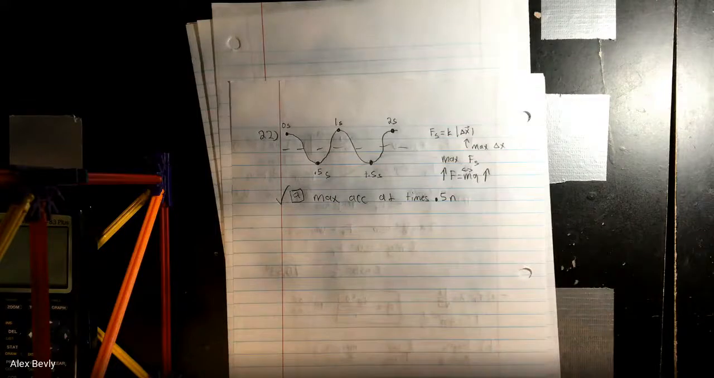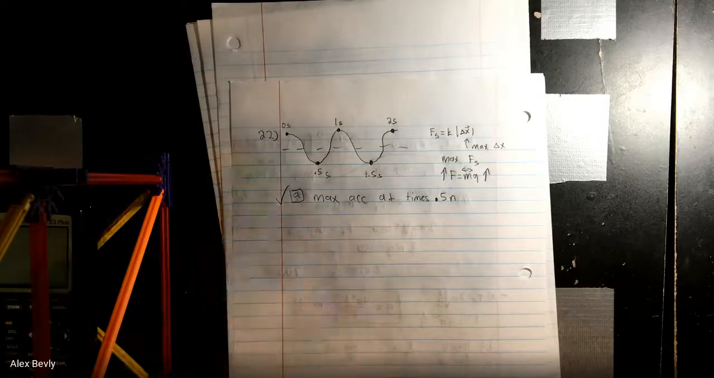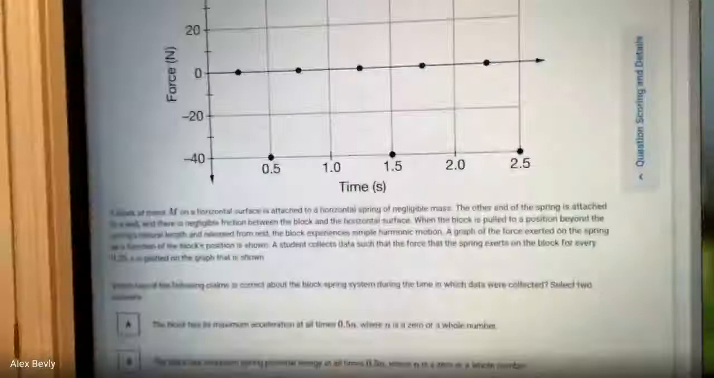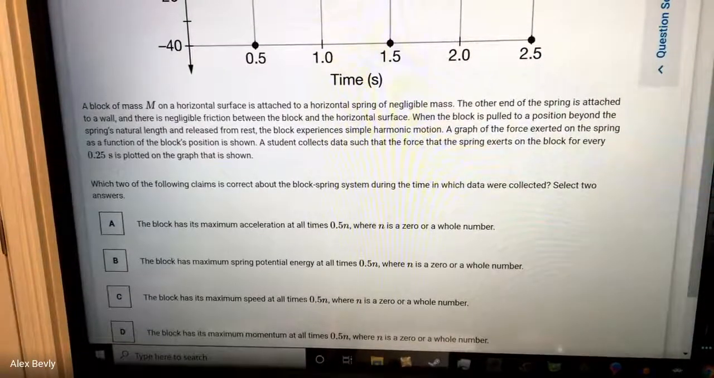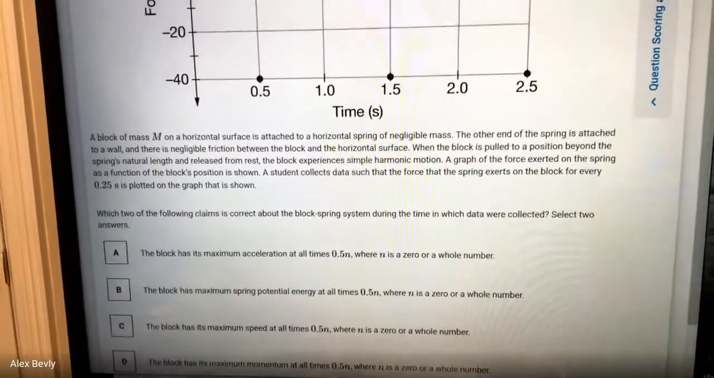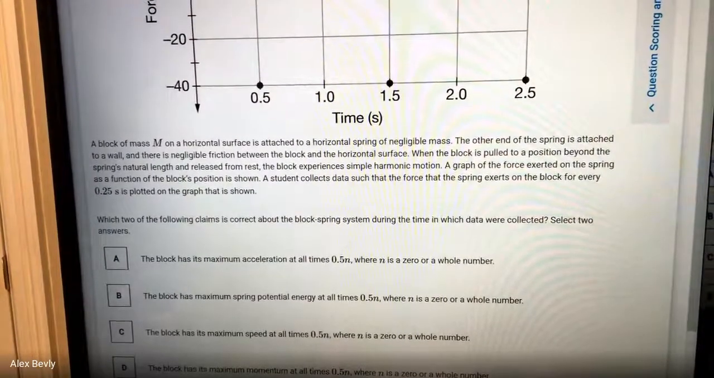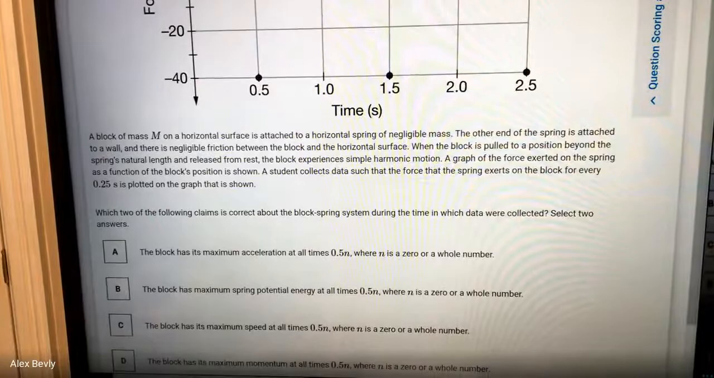Are your answer choices the same as mine, or are some of yours different? Are your letters all the same, or are they different from mine? Okay, they are all the same. That would make things a lot easier.